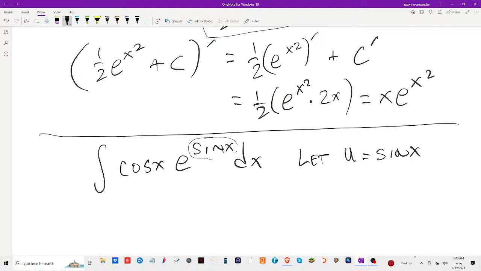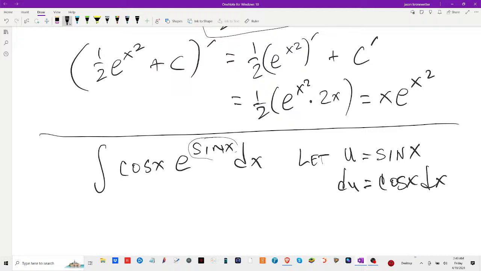And remember, as soon as you do that, you're going to take the derivative of whatever you picked for u. So on the left-hand side, you get du. Remember, that's 1 times du using implicit differentiation. And then the derivative of sine x is cosine x dx.